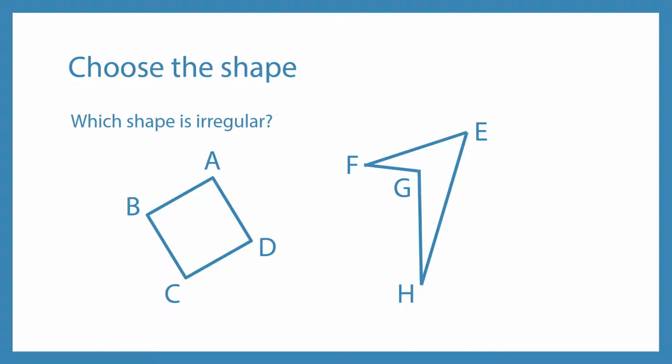For this question, we have to work out which shape is irregular. So we look here, we can see that this shape has every side being the same length. So that one is regular. However, this shape here, every side is a different length. So our irregular shape is F, E, H, G. You could write this in multiple different ways.